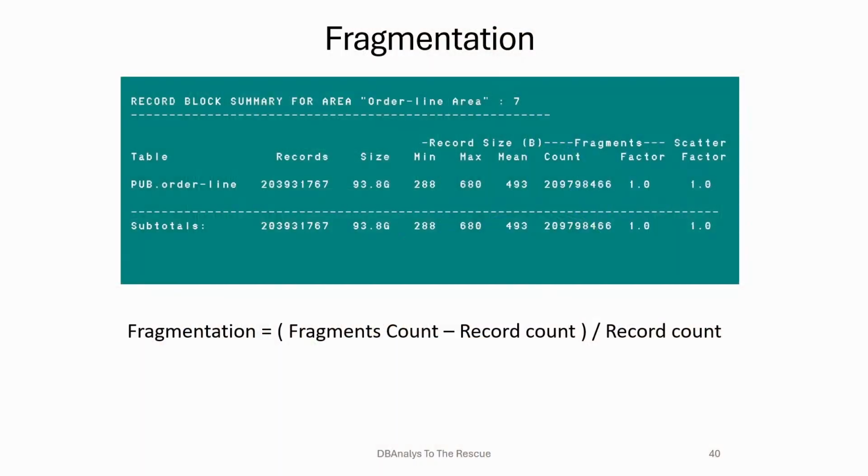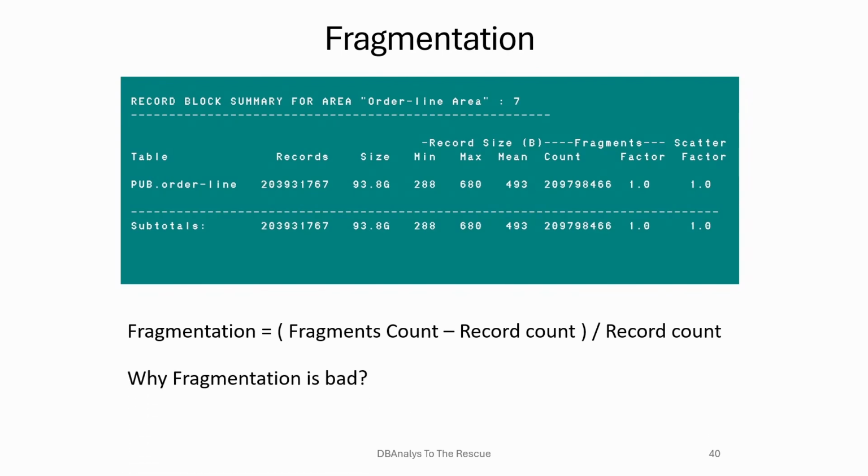Okay, so what is fragmentation? I said fragmentation a couple of times. This is a picture of Dbanalys. The fragmentation is the difference between the record count and the number of records, which you put here, divided by the record count. So that is fragmentation.